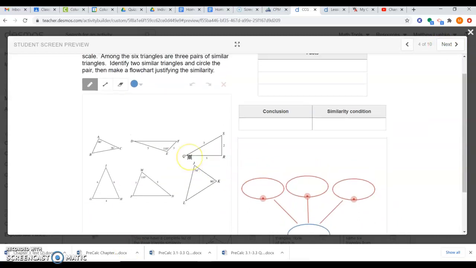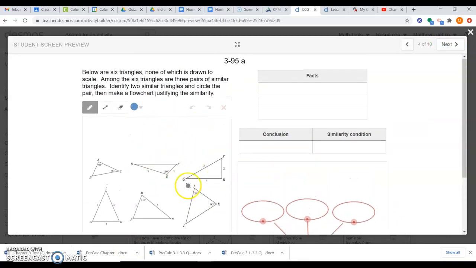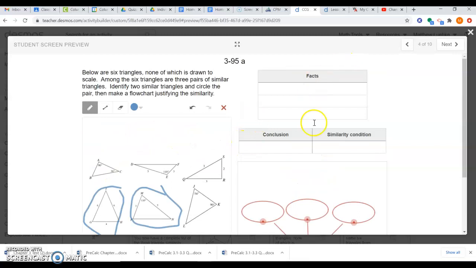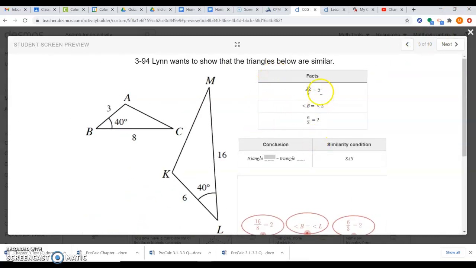So they give us 6 triangles down here, and they want us to start by circling 2 that we believe are similar, and then stating the facts and completing the flowchart to actually conclude that these triangles we're saying are similar. So maybe you say, okay, this one is going to be similar to this one. And then you want to state the facts that show that in a flowchart and draw your conclusion and similarity condition. Again, make sure your facts are stated. The facts need to back up your condition.